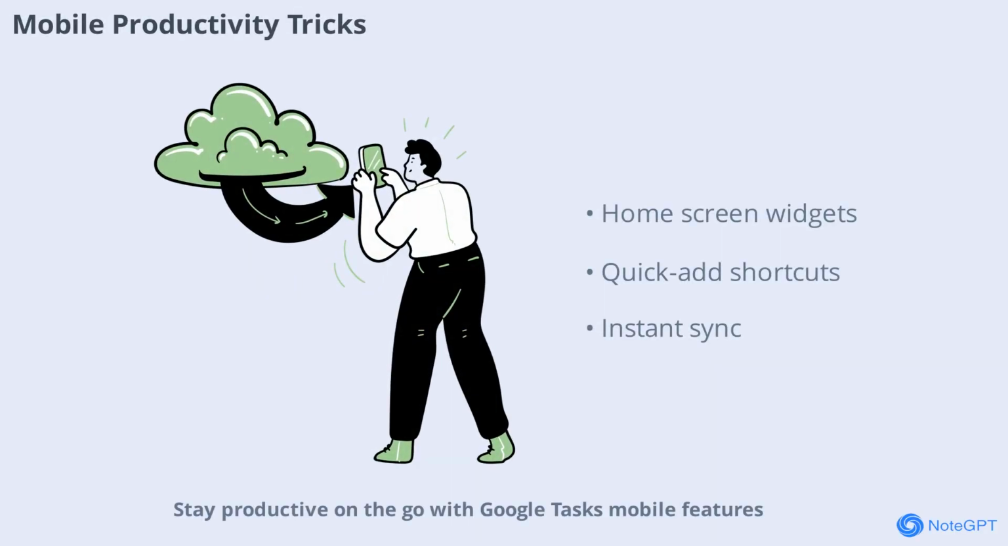Stay productive on the go with Google Tasks mobile features. Add widgets to your home or lock screen, use notification shortcuts, and share text from any app. Swipe to reschedule, batch delete, and use dark mode for battery savings. All changes sync instantly across devices, so you're always up to date.